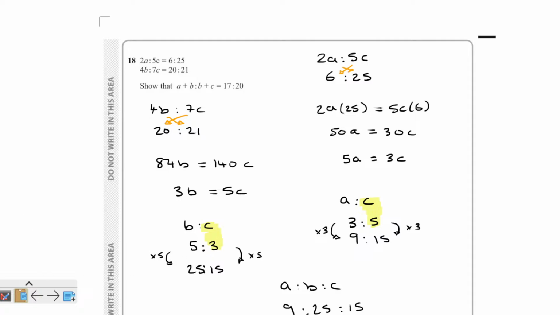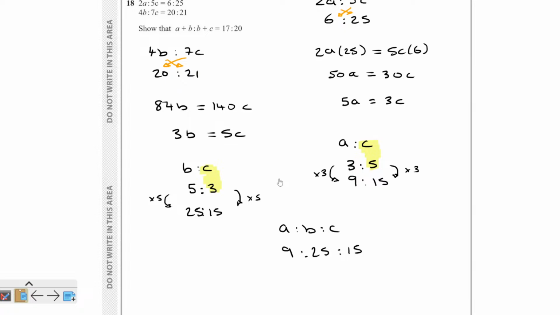Now the last thing is then just adding them, because you see how they've said A plus B and B plus C. So because they're all in the same scale, I can add them. So A plus B is obviously 9 plus 25, which is 34. And then B plus C is 25 plus 15, which is 40.